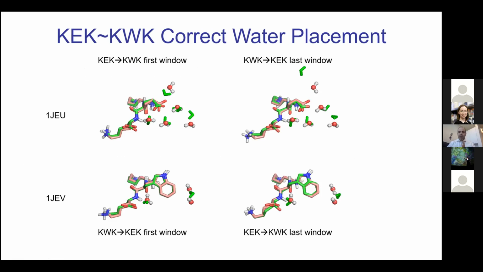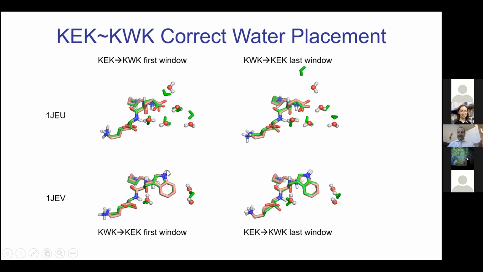So what we did is we checked, first of all, how our water placement looked compared to the crystal structure. Pink is the crystal structure. Here is the first lambda window of the KEK to KWK perturbation, meaning it's still fully glutamic acid. And on the right is the last window of the opposite direction perturbation, meaning again, it's fully glutamic acid. And what we see is that the water molecules are very perfectly placed, nicely overlapping. Looks like the water placement works well in this case.